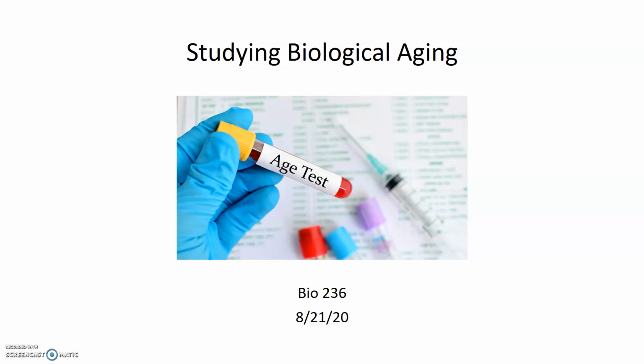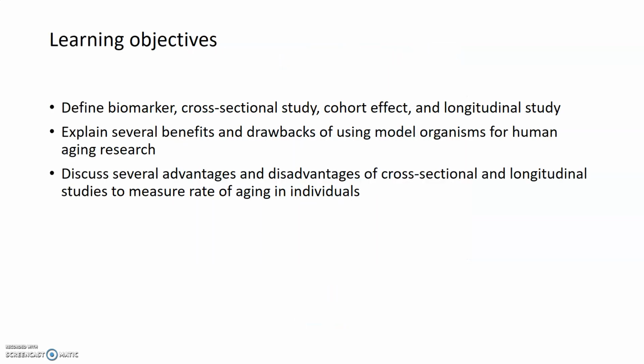So this is a lecture on how we study biological aging from August 21st, 2020. And this is the first part of a two-part lecture. And so today we're going to focus on defining certain terms, specifically what a biomarker is, as well as what a cross-sectional and longitudinal study are.